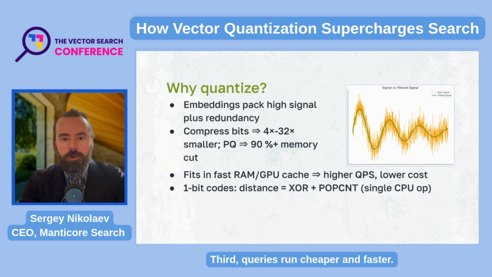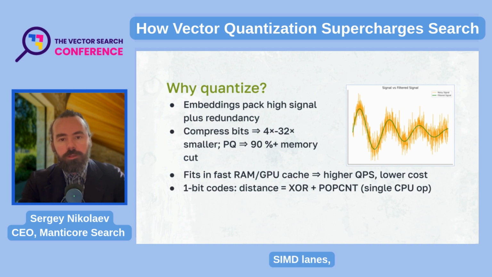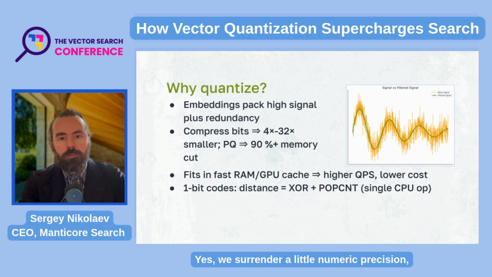Third, queries run cheaper and faster. Once vectors are tiny, distance becomes a handful of table lookups, or at the 1-bit extreme, one XOR followed by a popcnt. Those two instructions are hardwired into modern CPUs and run across wide SIMD lanes, so throughput jumps while the cloud bill drops. Yes, we surrender a little numeric precision, but we buy orders of magnitude more speed and a huge cut in hardware spend. Quantization turns vector search from a memory-bound bottleneck into a lean, real-time service.